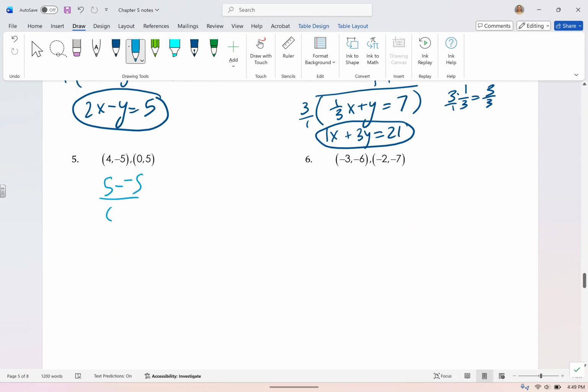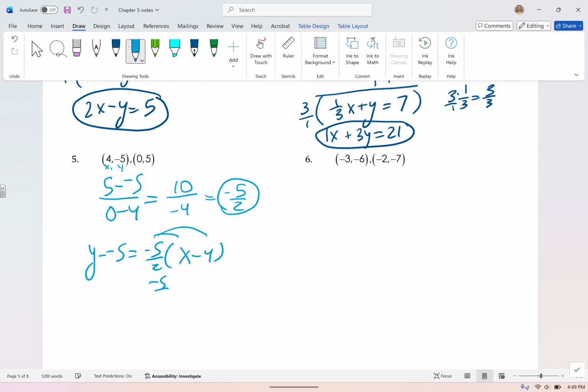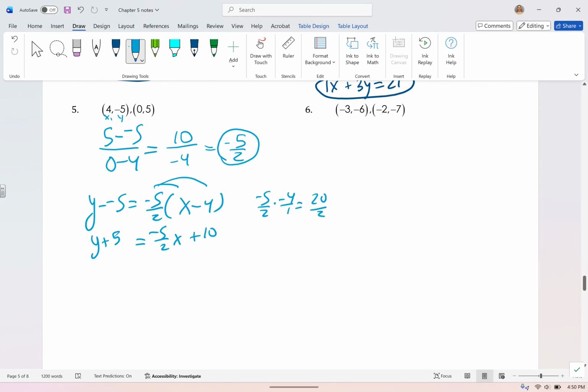5 minus the negative 5 over 0 minus 4. Make sure you do the slope formula properly. You get 5 minus negative 5 is 10. 10 over negative 4 is negative 5 halves. Always reduce, okay? The negative can go on top, middle, or bottom of a fraction. And then we're going to do the first point, x1 and y1. So y minus negative 5 equals negative 5 halves, x minus 4. Get negative 5 halves x. Then negative 5 halves times negative 4 over 1 is a positive 20 over 2, which is 10. Be very careful with your signs. Negative times negative is always and shall always be positive.